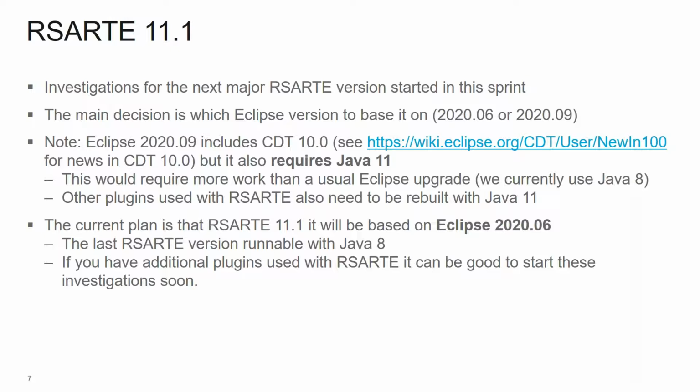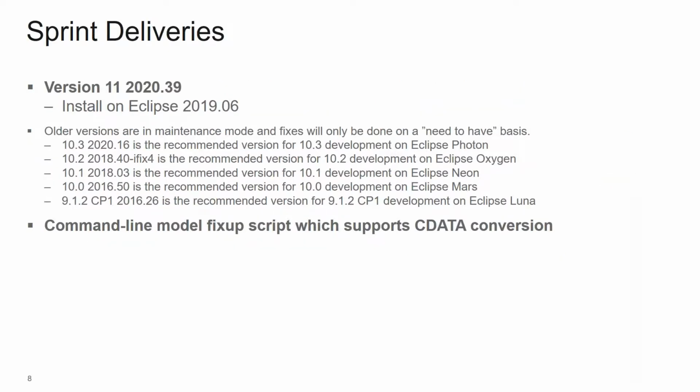You should note that this will be the last RSARTE release that can be run with Java 8. So it can be good to do some investigations when you have time to see if your own plugins work with Java 11, because eventually we will need to take that step to Java 11. The sprint deliveries will be a new version of RSARTE 11 2020-39, and you should install it on the 2019-06 version of Eclipse. And we didn't do any changes in older versions in this sprint.